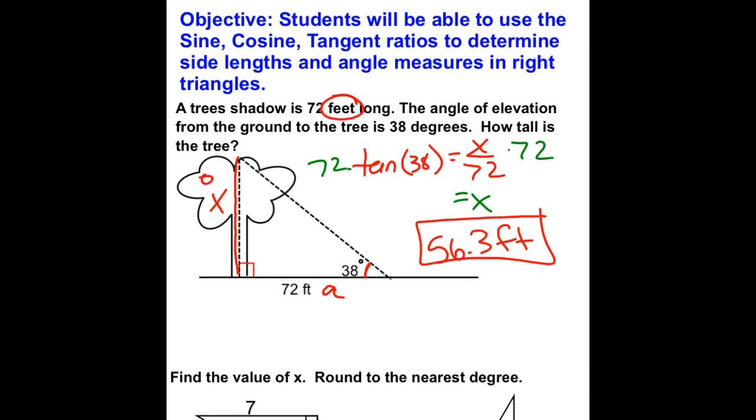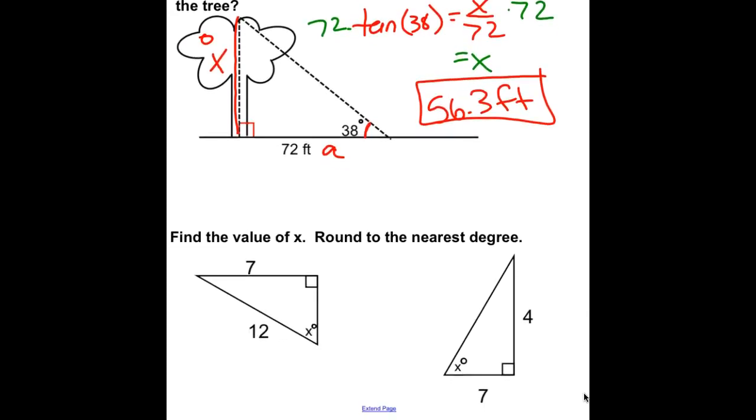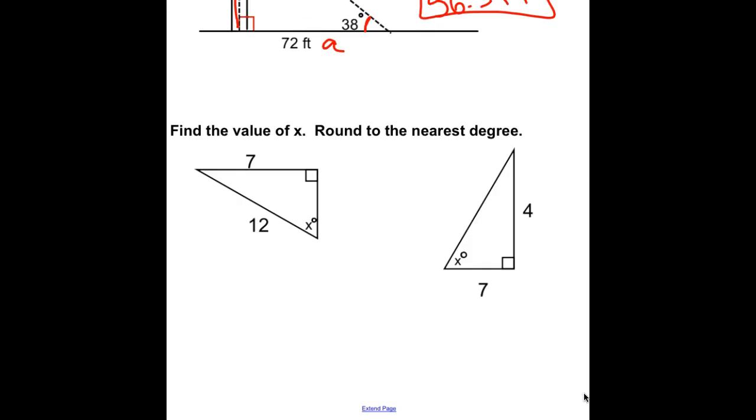Here are two problems where it says find the value of x, round to the nearest degree. So these are trig problems again, but the trick on these ones is that you actually don't know the angle measure. So instead of setting up your tangent or your sine or your cosine, you're going to set up those inverses again. So why don't you pause the video and try these two on your own.